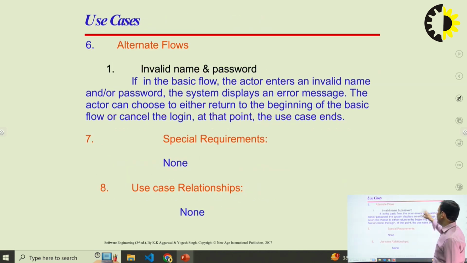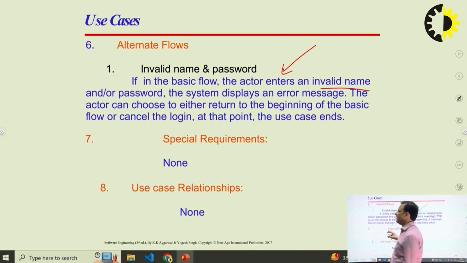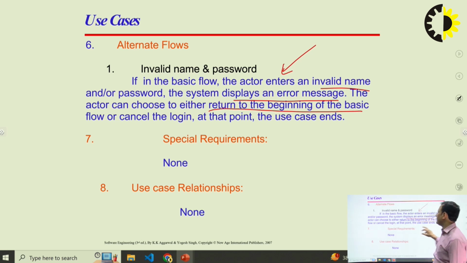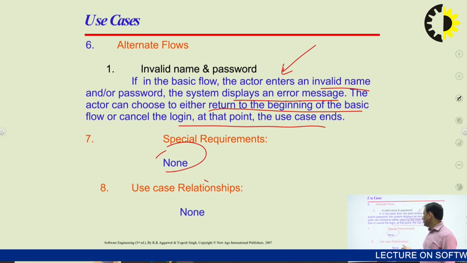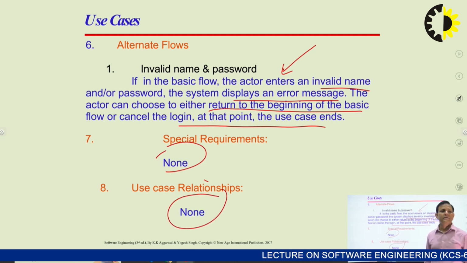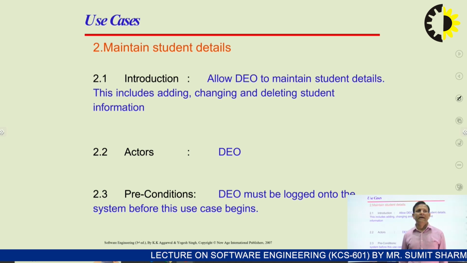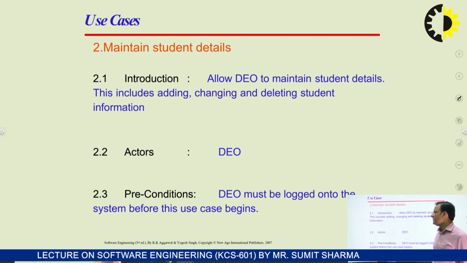Alternate flows: invalid name and password. If in the basic flow the actor enters an invalid name and password, the system displays an error message. The actor can choose to either return to the beginning of the basic flow or cancel the login, at which point the use case ends. There is no special requirement. Use case relations: none. Maintain the student details.